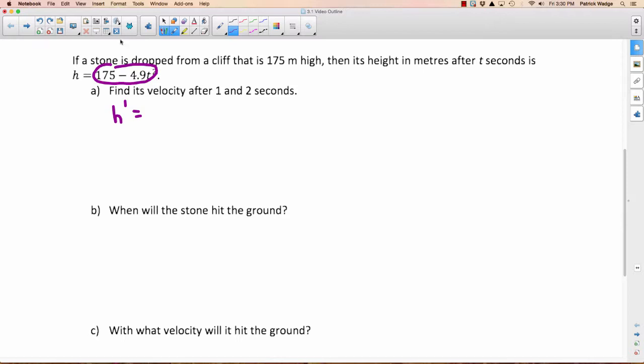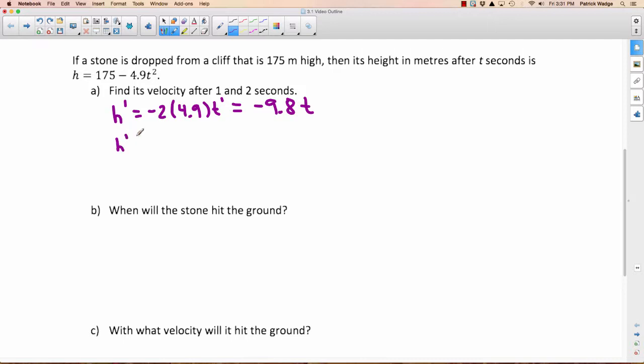Well, that's not very hard, because the derivative of a constant is 0, and then we just use the power rule here. The 2 comes down. You get negative 2 times the 4.9 t, and that 2 becomes a 1. So negative 2 times 4.9 is negative 9.8 t is your answer. That now works for any time. If we want to know 1 second, plug 1 in here. If you want to know 2 seconds, plug 2 in here. If you want to know 2.78, put 2.78 in there.